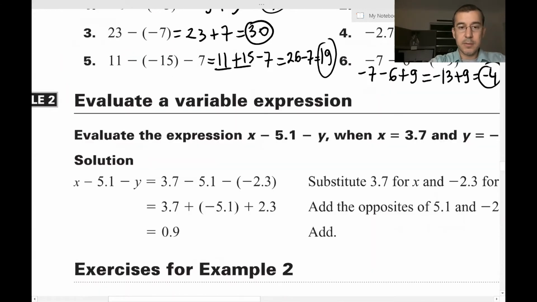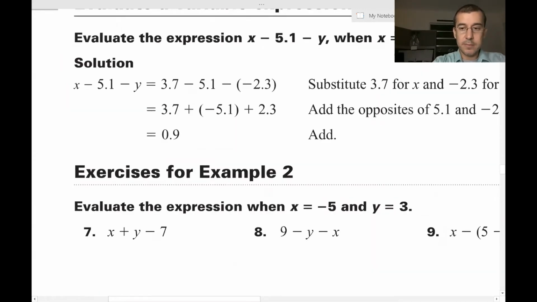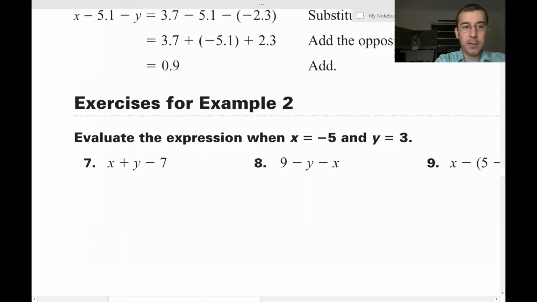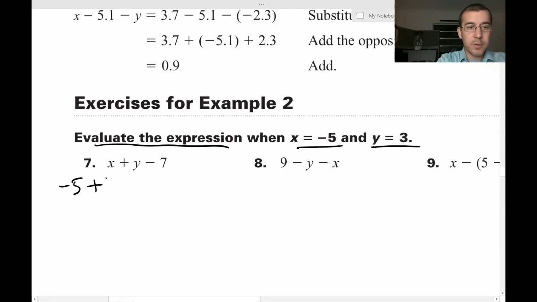Now, next is going to be number 7, 8, and 9. So 7, we have x plus y minus 7. We have to evaluate the expression, and x and y are given. So x is minus 5, then plus y is 3, minus 7.